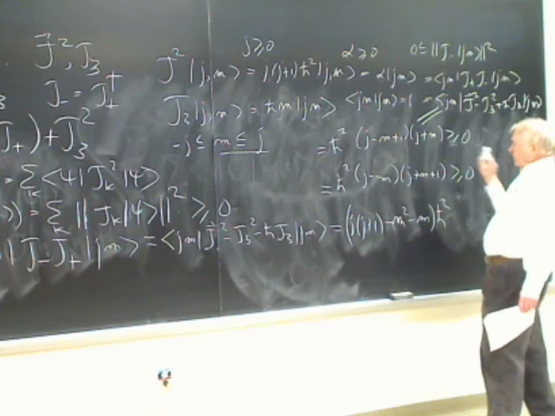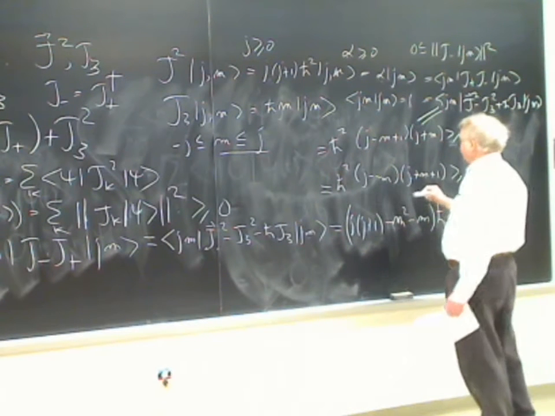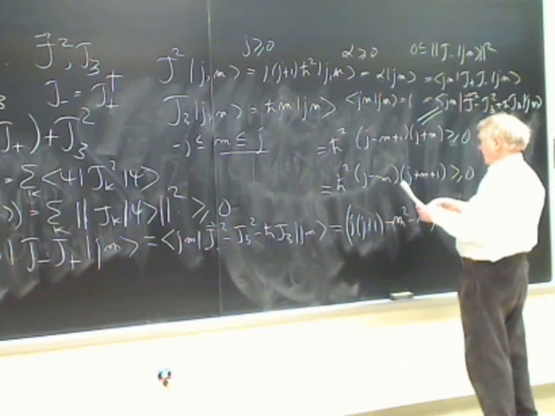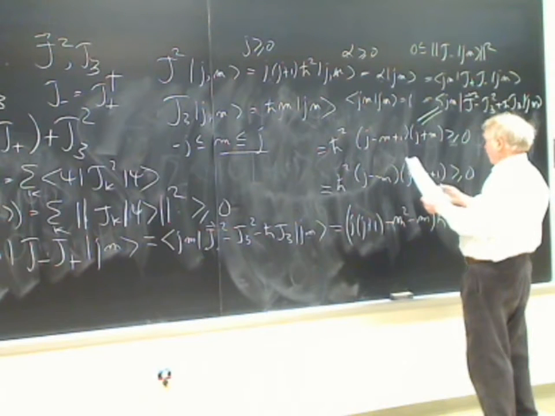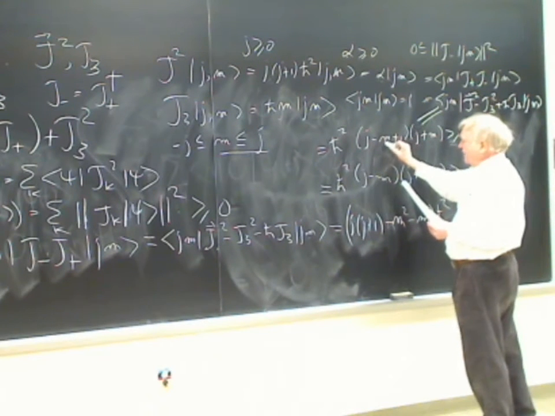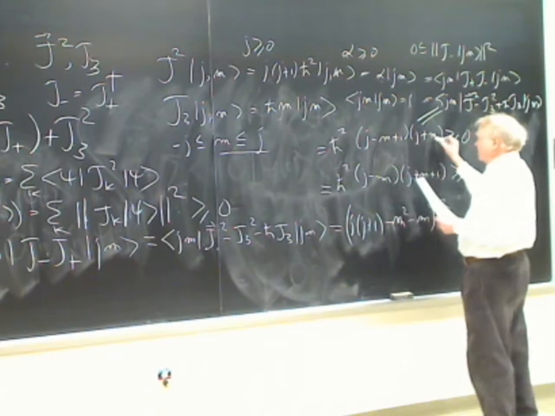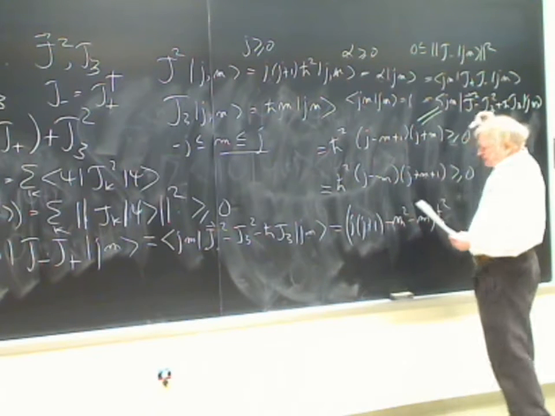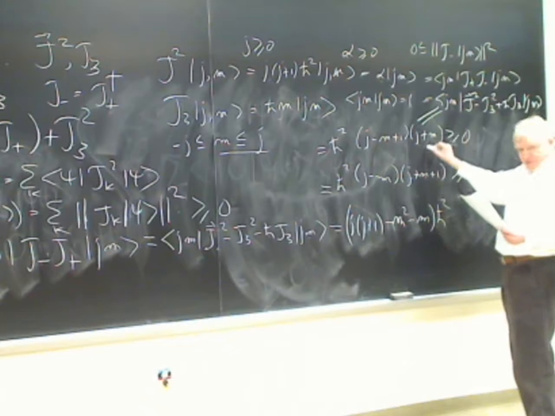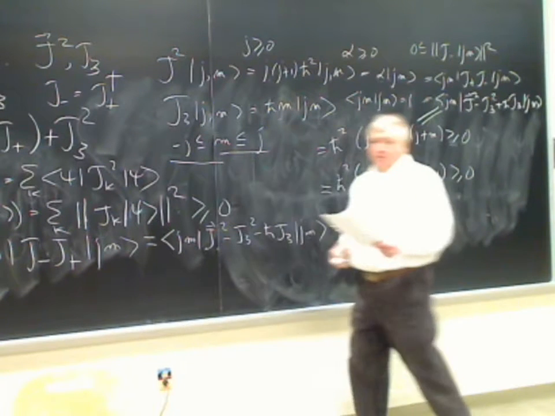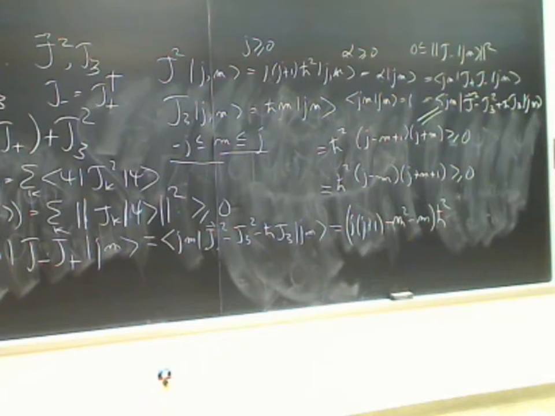And now we know that j is positive. Suppose now that m were negative. When m is negative, this structure is positive. But if m is negative, that's fine as long as its magnitude is not greater than j. But when m is more negative than minus j, then this term becomes negative. And that violates this inequality. So that proves this part of the inequality. So what we know then is that m lies between minus j and plus j.